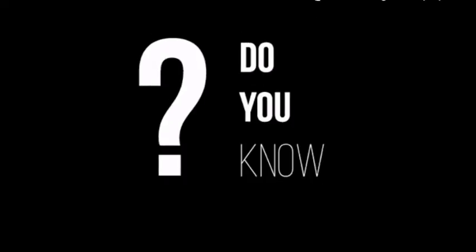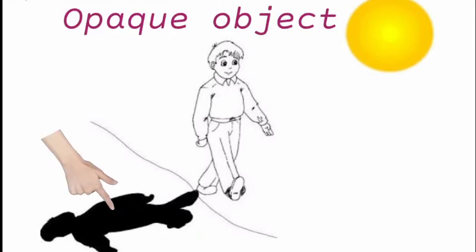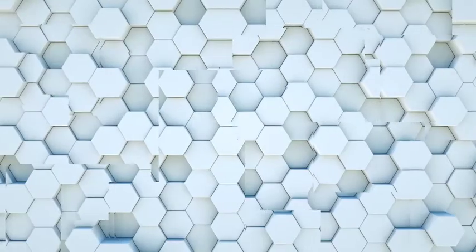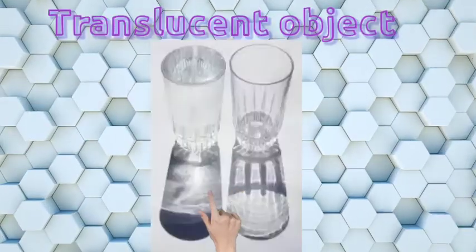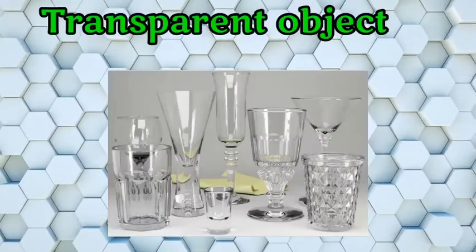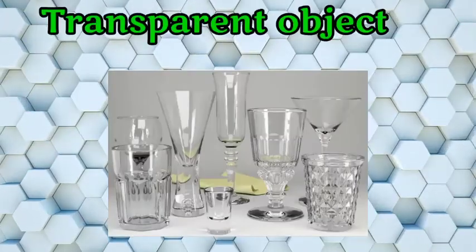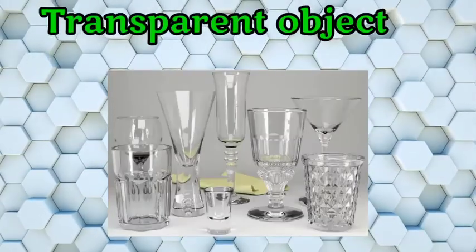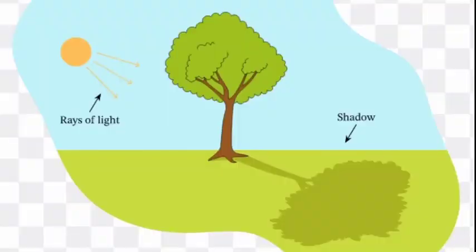Do you know, children? An opaque object casts a dark shadow. A translucent object casts a faint shadow. A transparent object casts no shadow at all. Remember this, children, that shadow is formed in the direction opposite to the source of light.